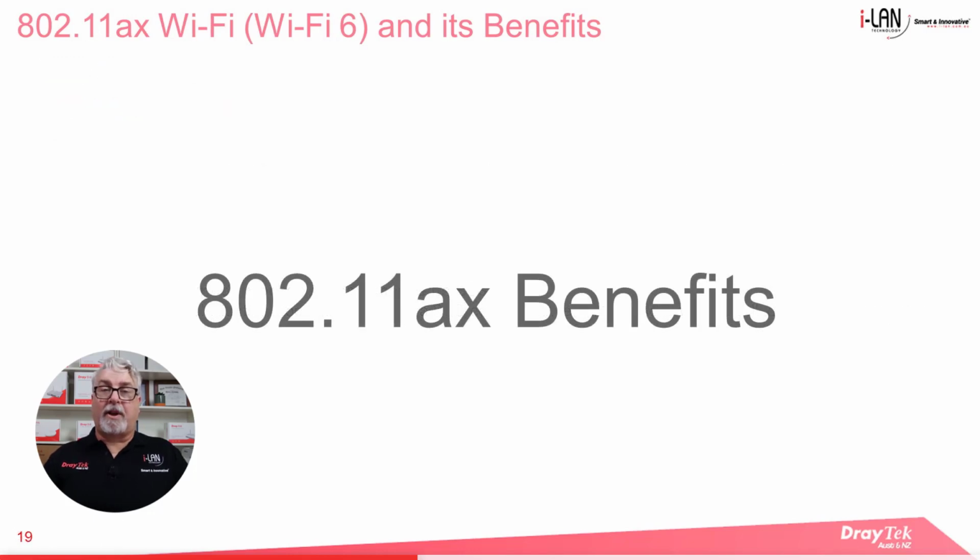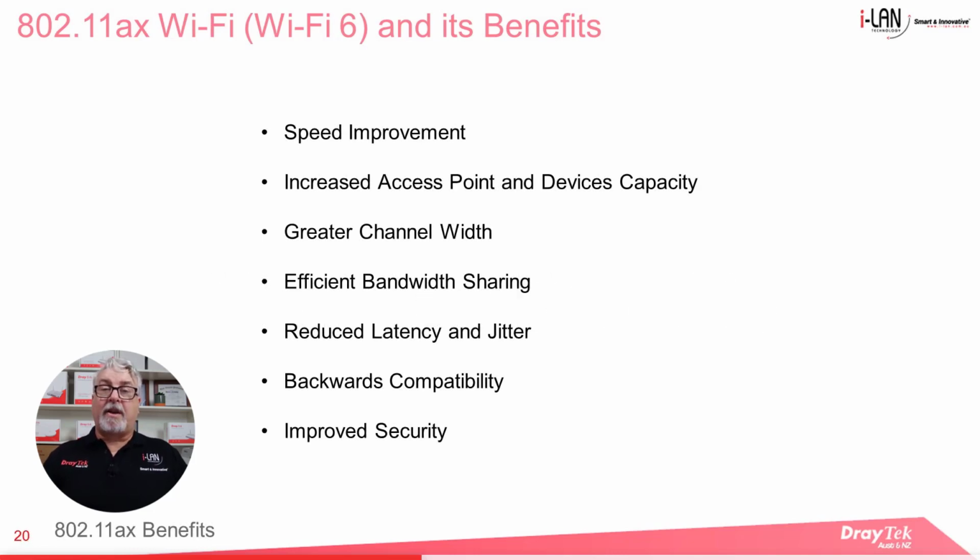Okay, now that we've looked at the components that make up 802.11ax, let's look at some of the benefits. Listed here are some of the benefits of using 802.11ax in your network, which include speed improvement, increased access point and devices capacity, greater channel width, efficient bandwidth sharing, reduced latency and jitter, and importantly, backwards compatibility. Wi-Fi security is also enhanced in 802.11ax products.